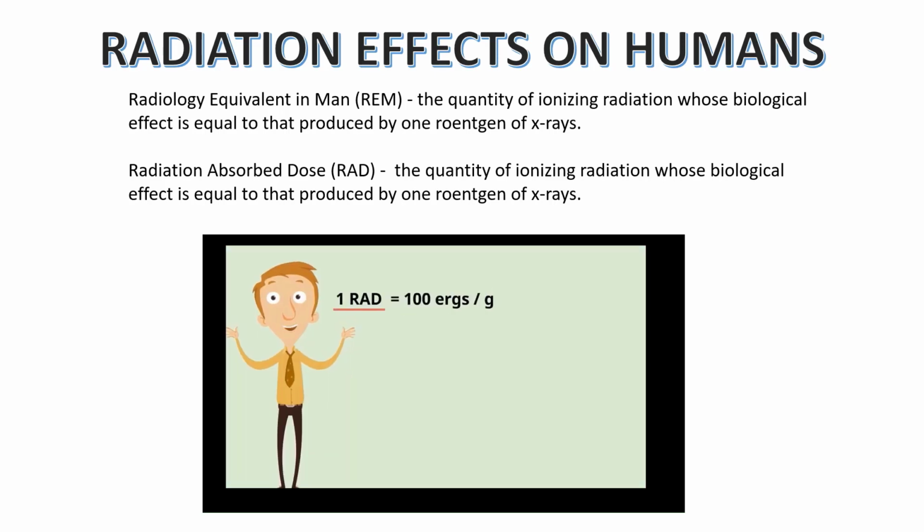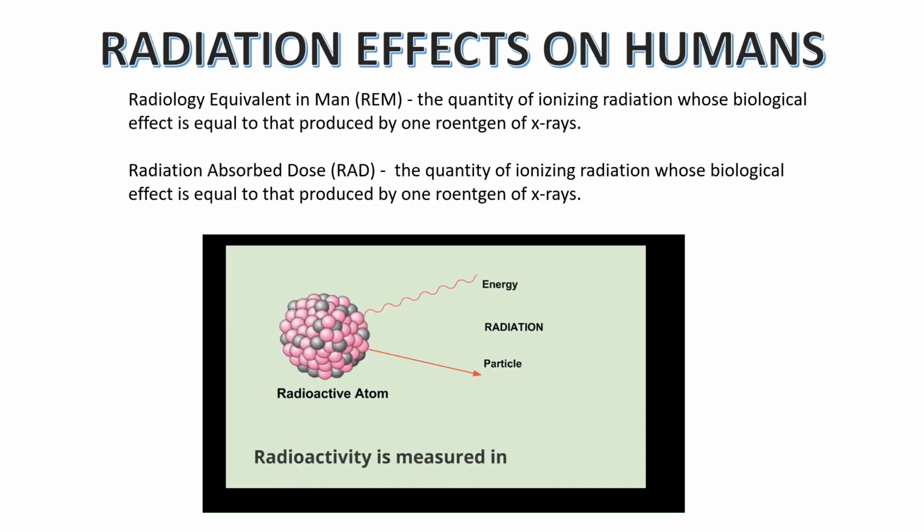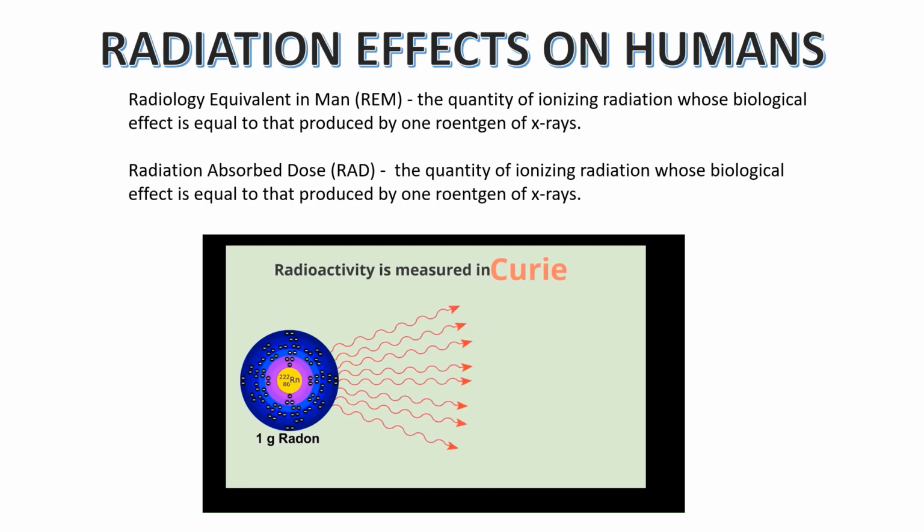1 rad equals 100 ergs per gram of absorber. Multiplying rad dose by quality factor results in REM. Radioactivity is measured in Curie. Based on the rate of decay in 1 gram of radon, it measures the quantity of material that will output 37 billion disintegrations per second.